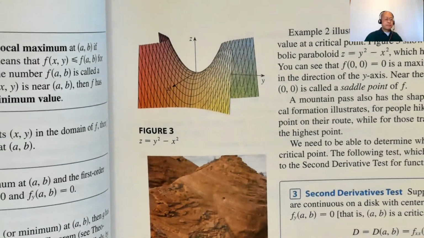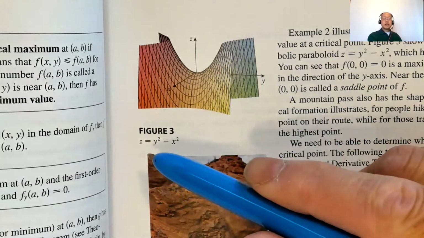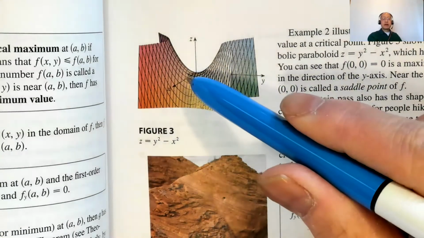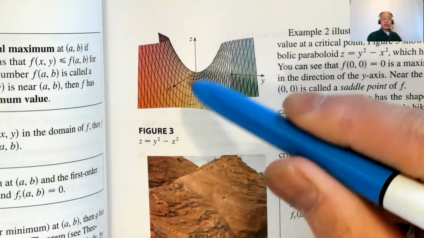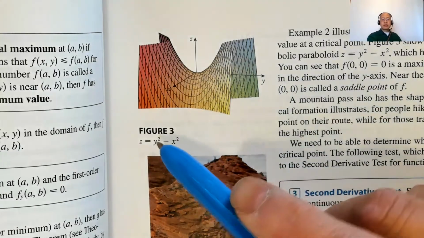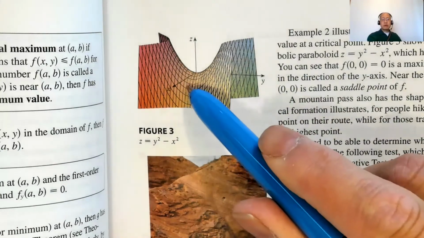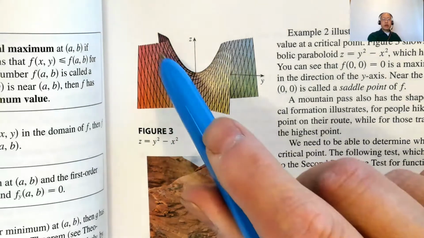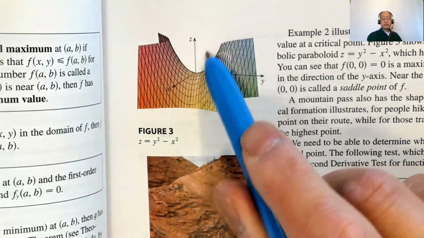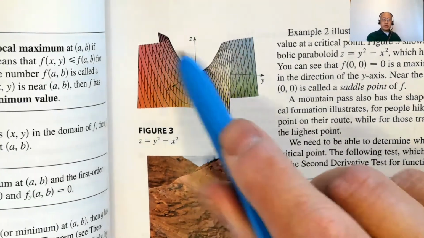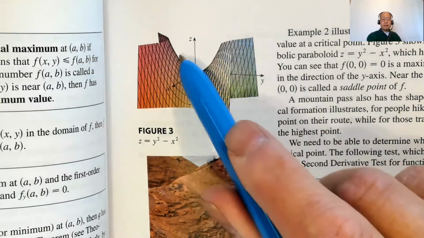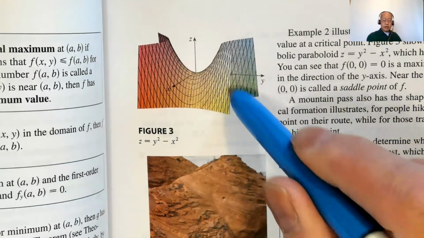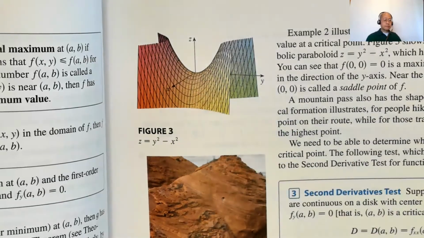Here's figure 3. For the function z equals y squared minus x squared, you have a saddle point, because if you look in this direction, if y is equal to 0, you have z equals negative x squared, a maximum. But if you let x equals 0, you have z equals y squared, and you have a minimum. If you look this way, it looks like a parabola opening up, minimum. But if you look this way, it looks like a parabola opening down, maximum.